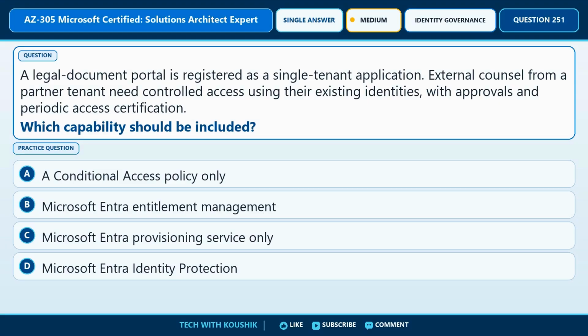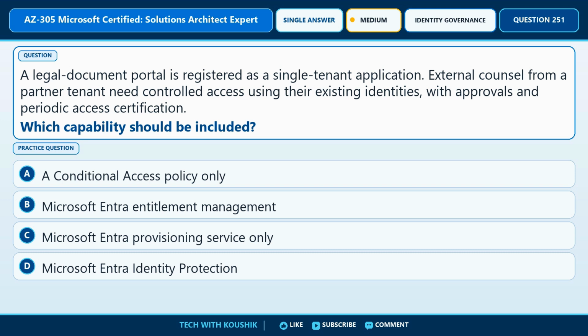Proceed to question number 251. Review the situation. A legal document portal is registered as a single tenant application. External counsel from a partner tenant need controlled access using their existing identities, with approvals and periodic access certification. Which capabilities should be included? The options are: Choice A, a conditional access policy only.